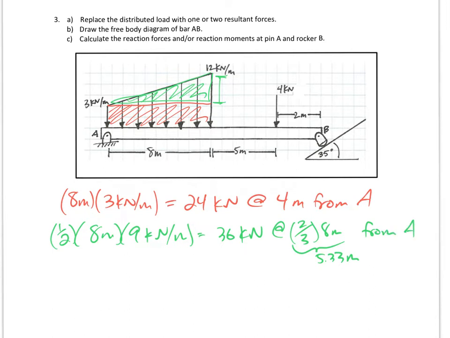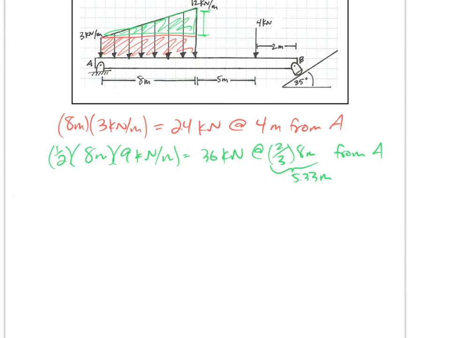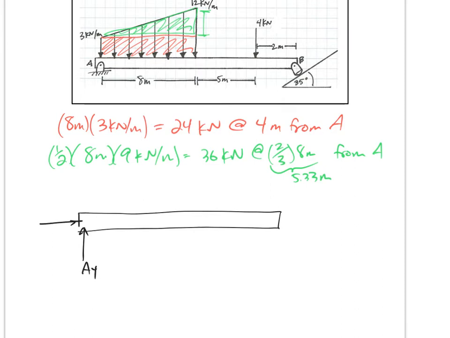All right, so I'm going to leave them as two forces, and then let me draw the free body diagram for bar A. So now I'm going to draw the free body diagram for bar A. So I have this bar, and I have a pin joint at A. So I have a pin at A. I'm going to draw that as AY and AX.